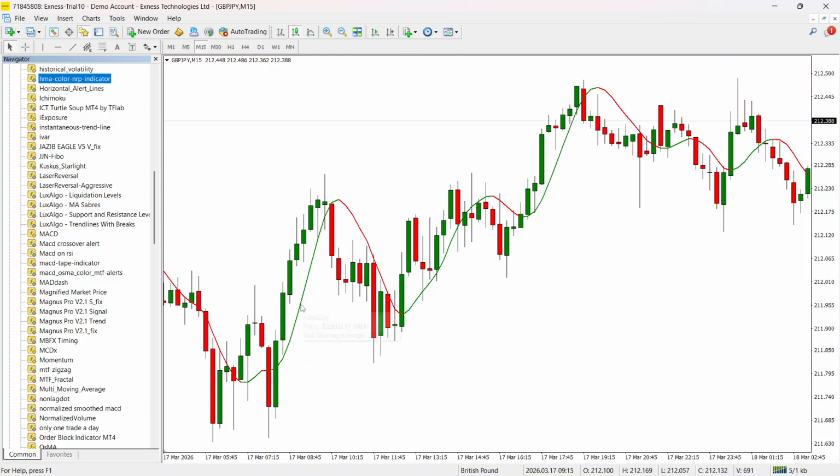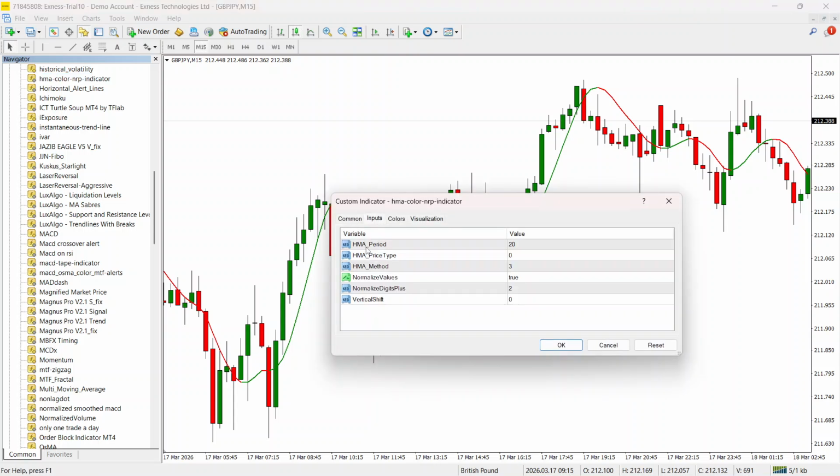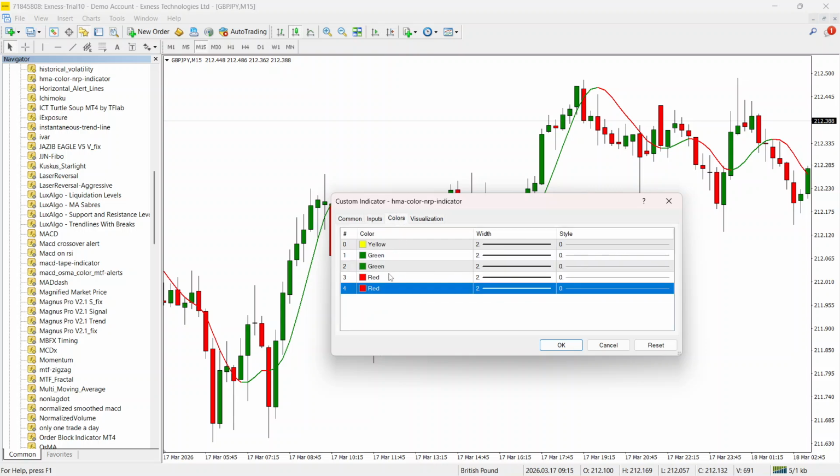If we move over to the settings, we have the HMA period, the price type, and the method. We also have the color of the moving average line.